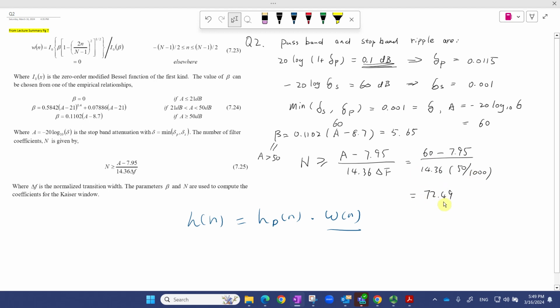All right, so now you know everything. You know beta, you know N, then you can plug them in to get the window function and multiply it with the same filter function we got in question 1, and you get the answer for this question.